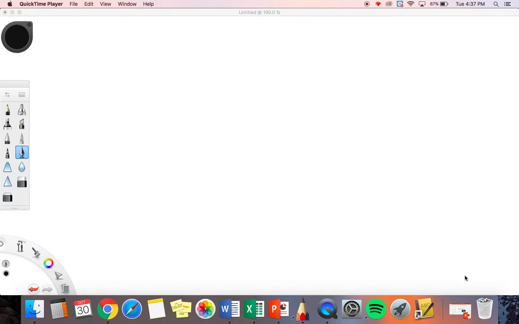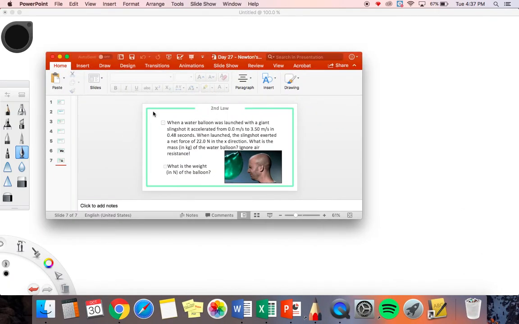Okay, so this is your problem on Newton's second law. When a water balloon was launched with a giant slingshot, it accelerated from 0.0 meters per second to 3.50 meters per second in 0.48 seconds. When launched, the slingshot exerted a net force of 22.0 newtons in the x direction. What is the mass in kilograms of the water balloon?